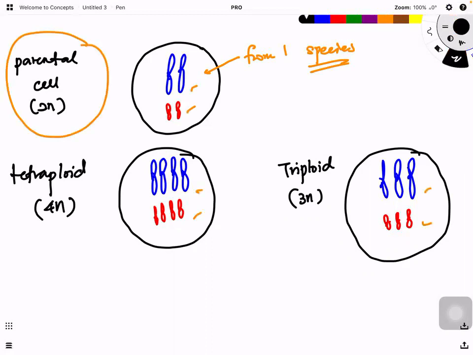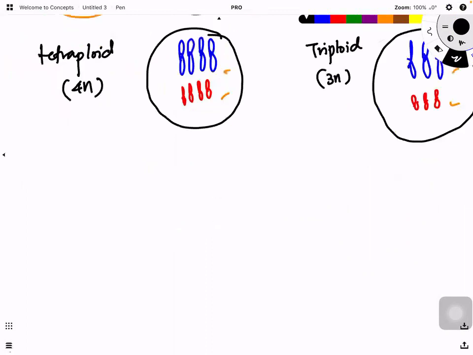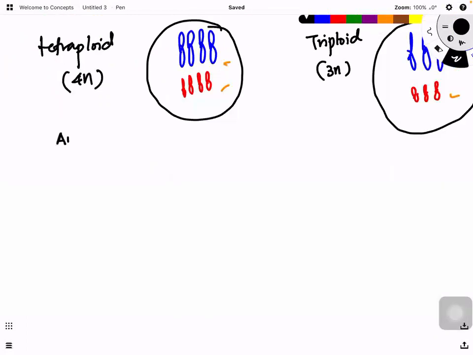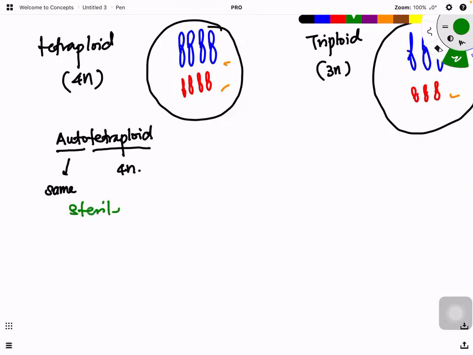So this form of tetraploid, we name it as autotetraploid. Auto here means the same, from the one parent, same parent. Tetraploid means 4n. Okay, and autotetraploids generally are sterile. Be careful, because later you're going to get confused, because we have another one called allotetraploid. Allotetraploids are fertile.